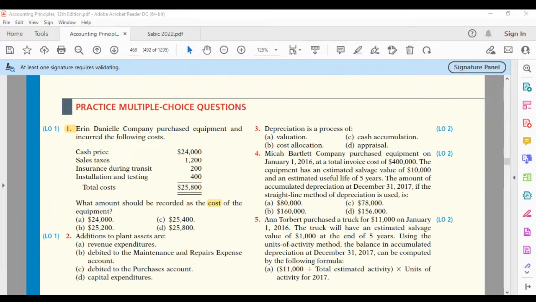Installation and testing, insurance during transit. Remember, this insurance is not fire insurance or something else. This insurance is during transportation, so it should be included. Sales tax and cash price. So the answer is D, and answers are already given.